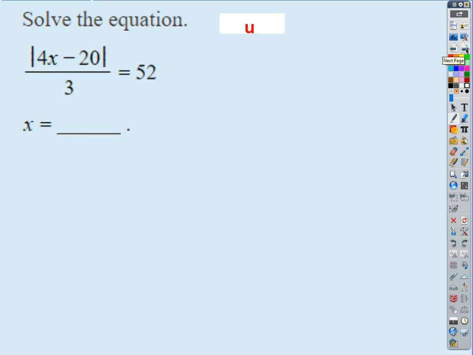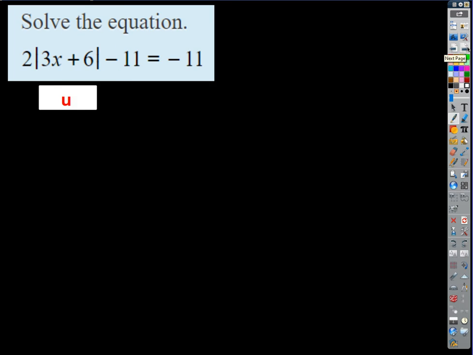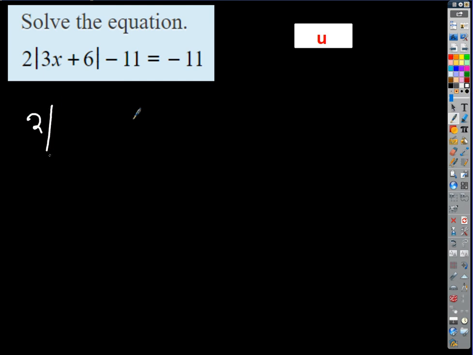What about this one? What would I have to do to isolate the absolute values there? Yeah, good. Multiply both sides by 3, and then I'm good. Then I can make my trade. Okay? How about this one? Add 11. Okay, let's do this one. So if I add 11 to both sides, I get 2 times the absolute value of some stuff equals 0. Okay, I've got to isolate the absolute value. So what do I do next?